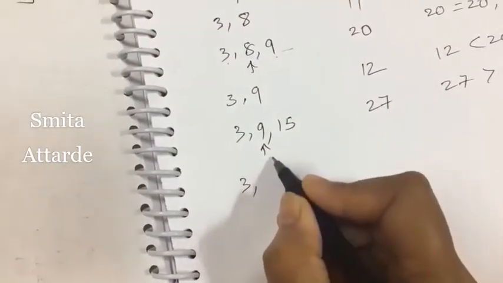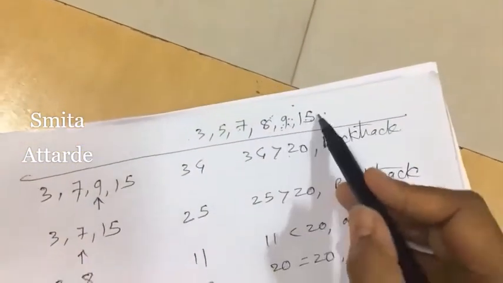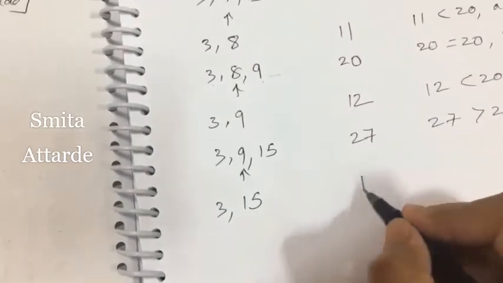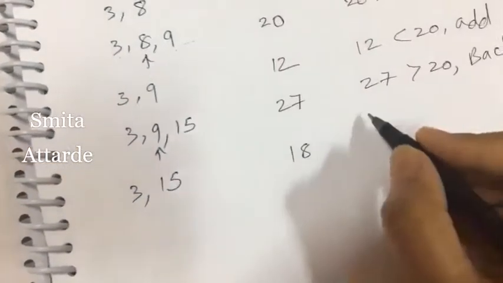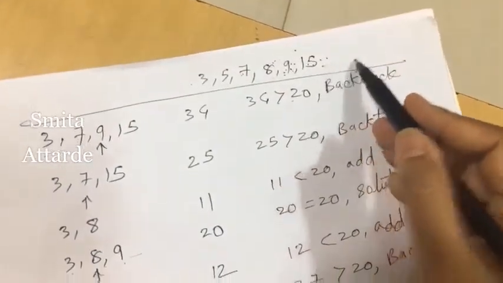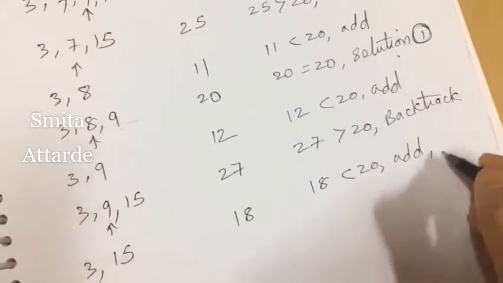So backtrack means I'll change this 9 value. So instead of 9, I'll put the next value. 9's next value is 15. So which gives me 18. 3 plus 15, 18. 18 is less than 20. So I'll add the next element. Now there is no element left over here. That is, the list is ending. So I'll now backtrack.